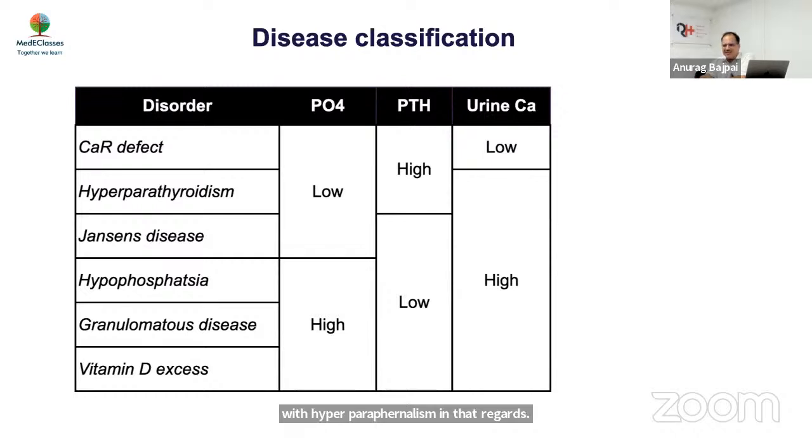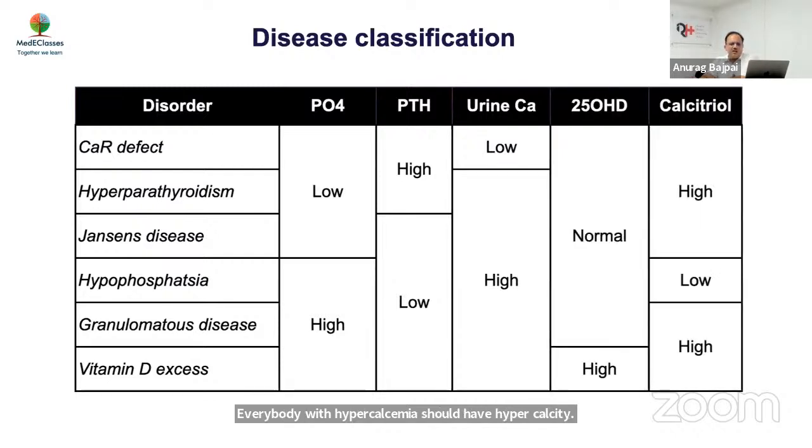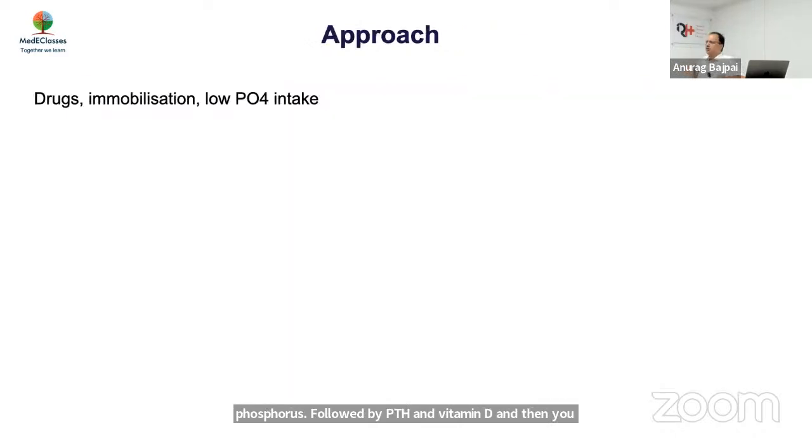Everybody with hypercalcemia should have hypercalciuria. If you have hypocalciuria, think of a calcium sensing receptor defect, and other parameters will also give you a clue in terms of your alkaline phosphatase levels, which will be very low in the setting of hypophosphatasia, and you will get the diagnosis, and of course vitamin D levels, which will give you a clue. So the most important investigation here is the phosphorus, followed by PTH and vitamin D, and then you decide about your further workup in that regard.